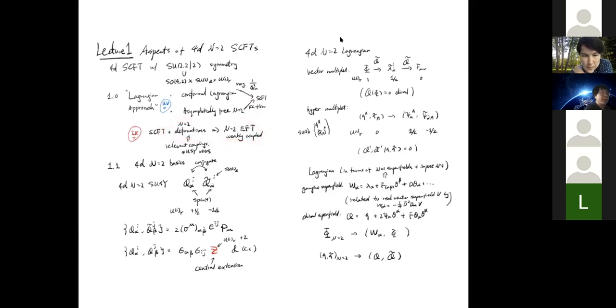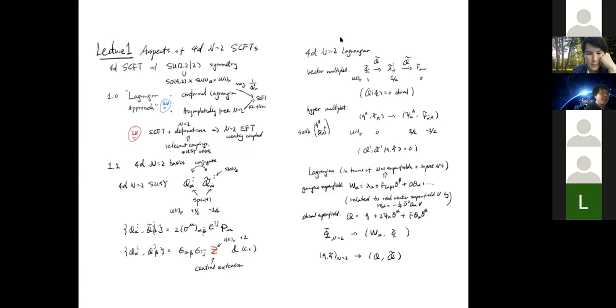And this relevant deformation could come from turning on some relevant operator, but also come from giving a VEV to some protected operators. What's required is for this process to preserve N=2 supersymmetry so that you can use some N=2 supersymmetric effective theory description.